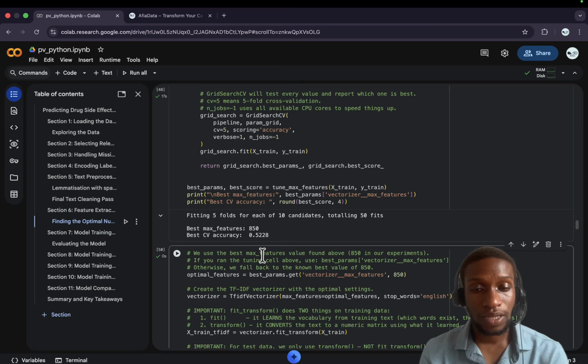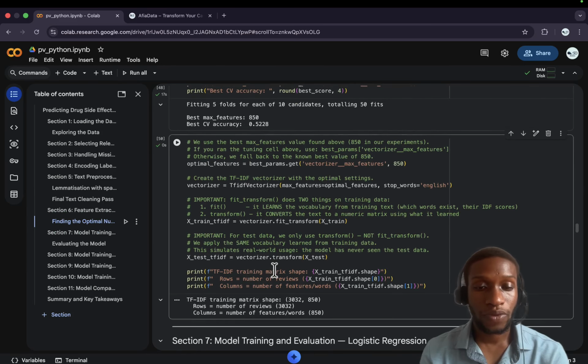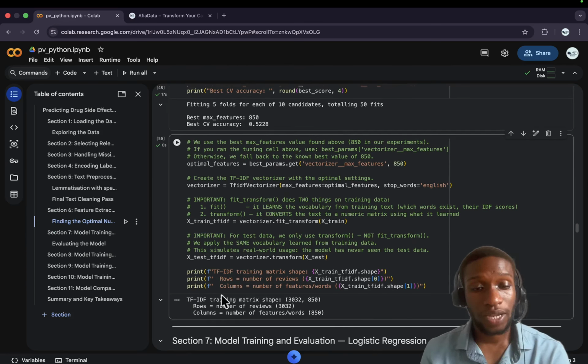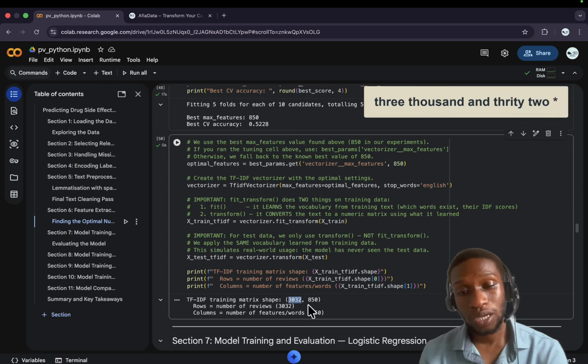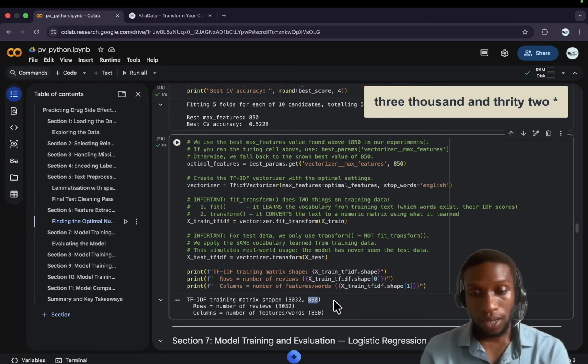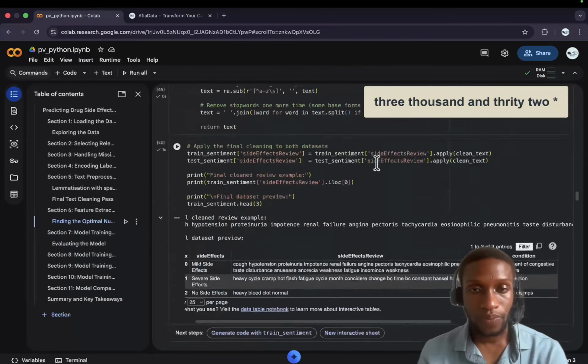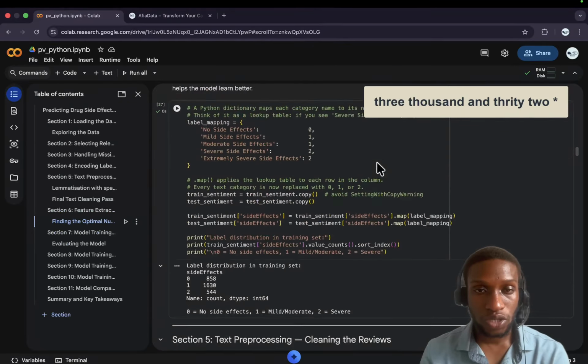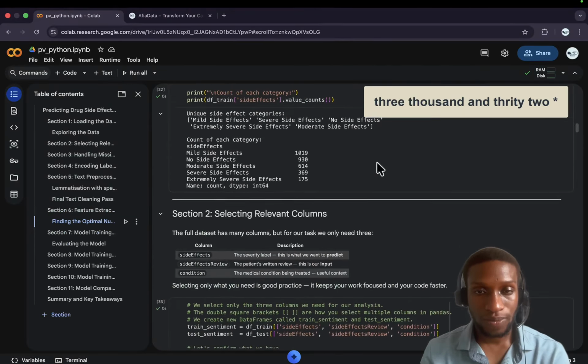And then we run this cell, where we come up with a table of the maximum features that we have and the rows that we have. Here we see that our TF-IDF training matrix shape has 332 rows and 850 columns. Let me close this video by saying, here we have 332 and 850. What I want you to understand is, when you come back on top, here we had 3,332 rows and 9 columns.